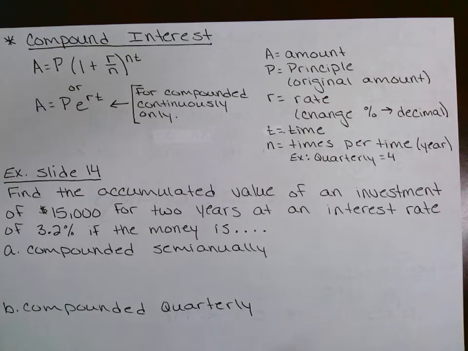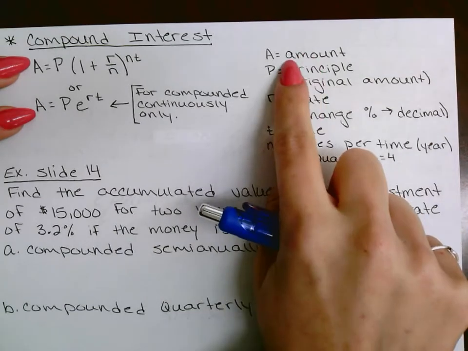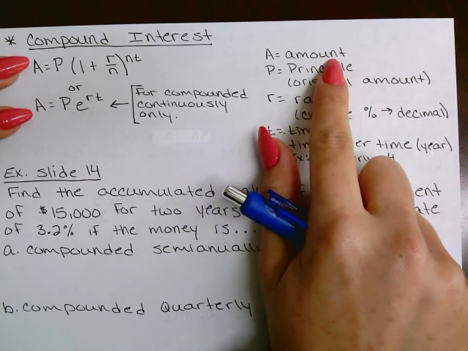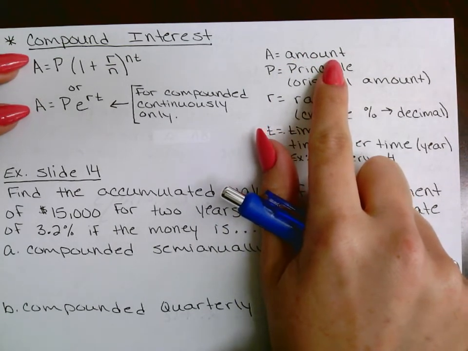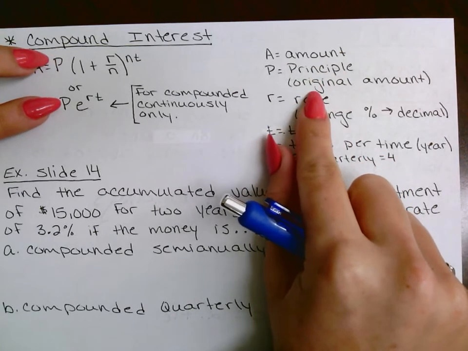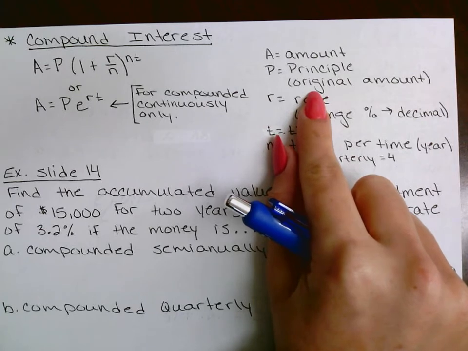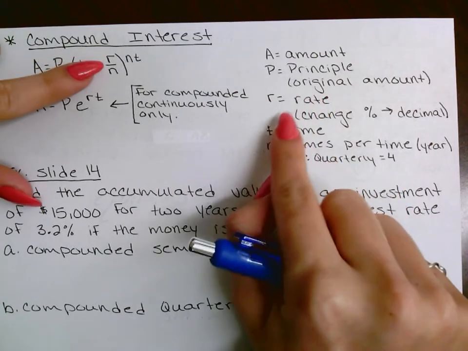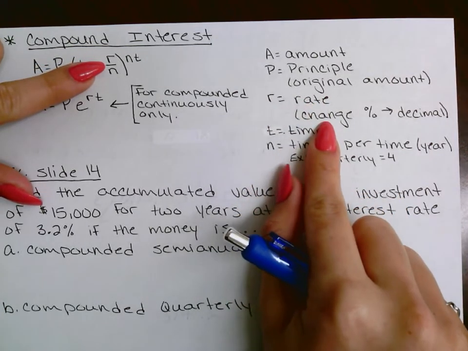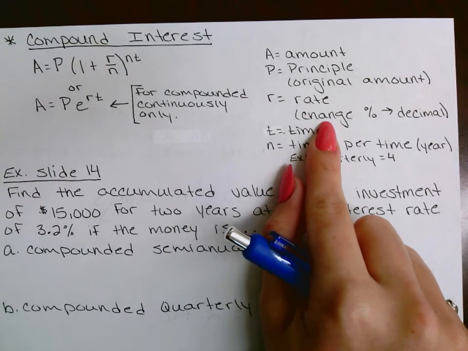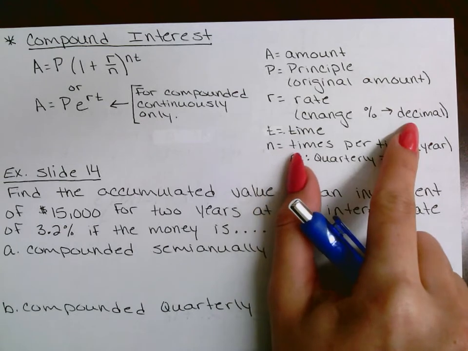So let's look at these two equations. A stands for the total amount that if you're investing, you will get in return, or if you're taking out a loan that you will end up paying. P is the principal amount. It's the original amount you either borrow or give. R is rate. They're going to give you the rate as a percentage. And when you put it in the equation, you have to change that percentage to a decimal.